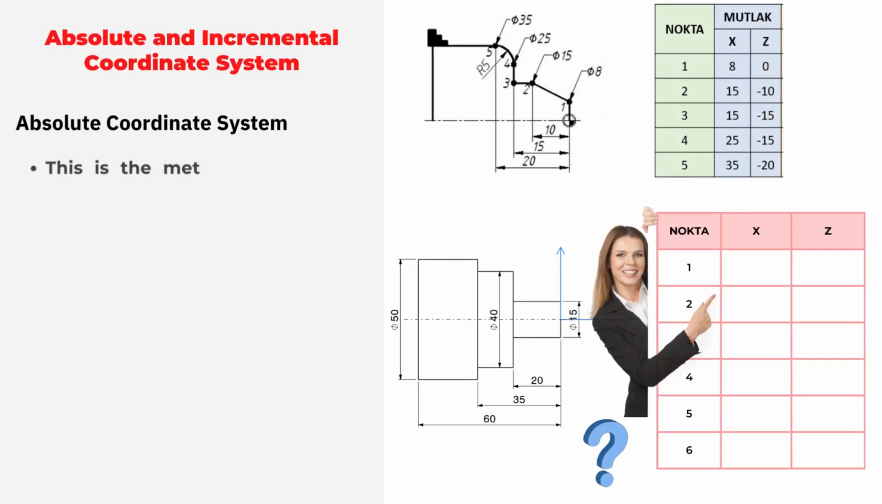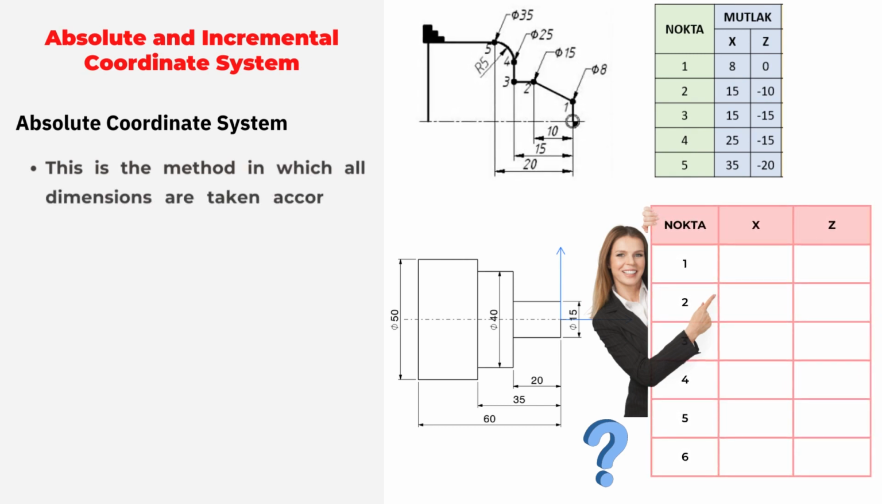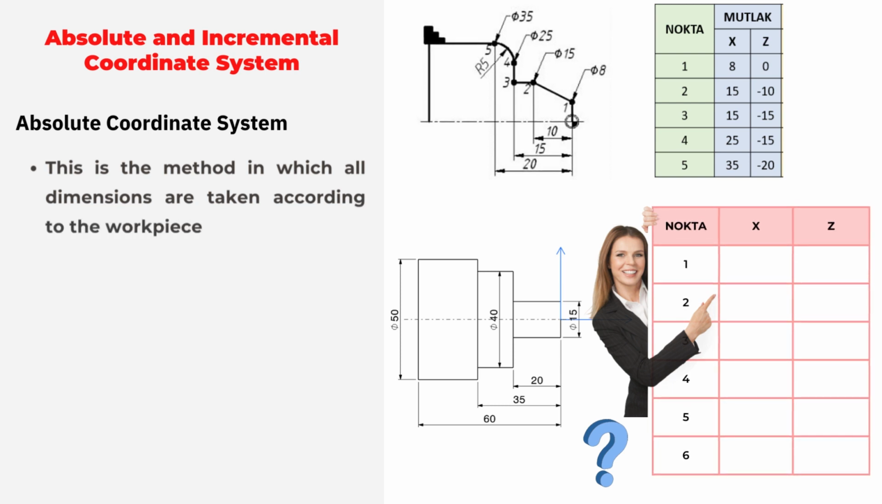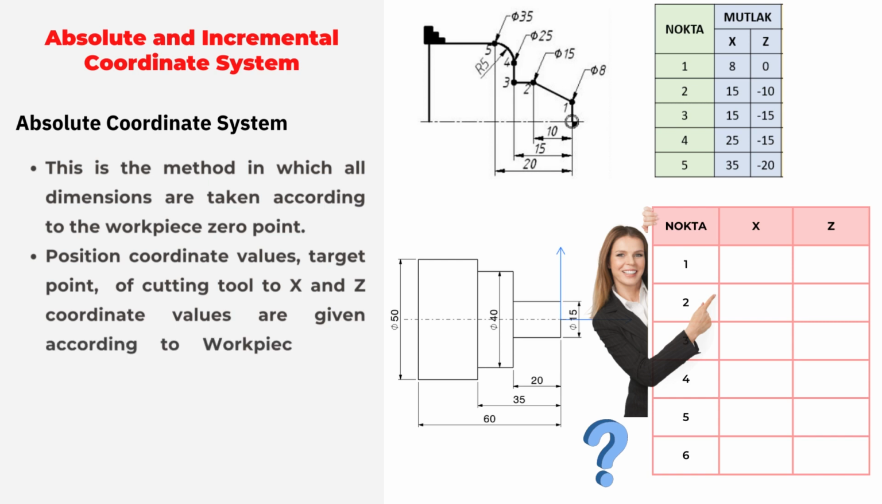Absolute coordinate system. This is the method in which all dimensions are taken according to the workpiece 0 point. Position coordinate values, the target point, of the cutting tool to X and Z coordinate values are given according to the workpiece 0 point. In this coordinate system, the axial displacement distances of the cutting tool are given relative to the 0 point of the workpiece. Although this coordinate system is preferred for programming simple parts, it is not recommended for use in complex workpieces. This is because of the constant computations. As it is known, every calculation to be made in CNC program writing causes programming errors.